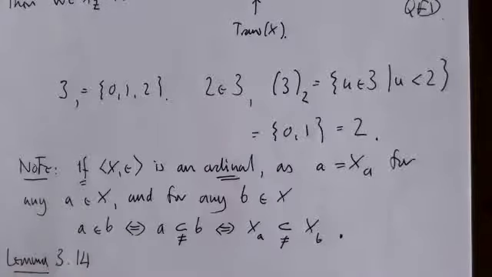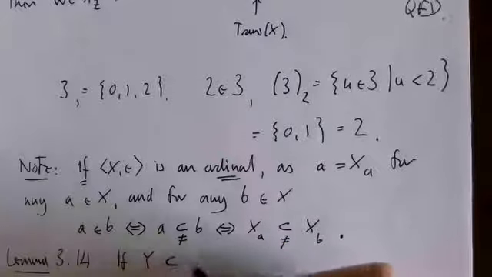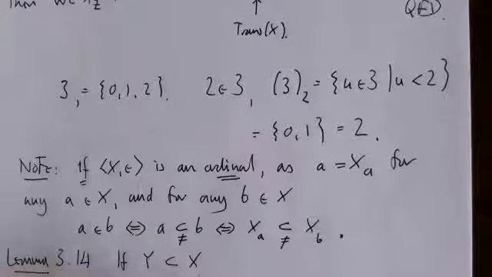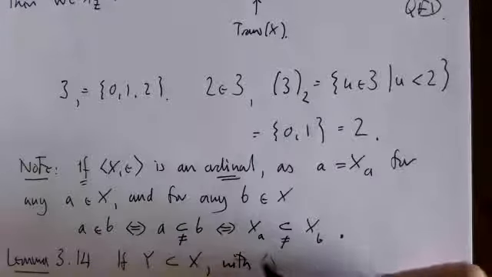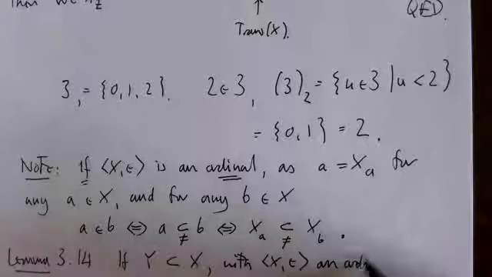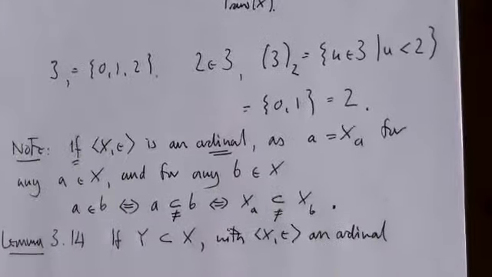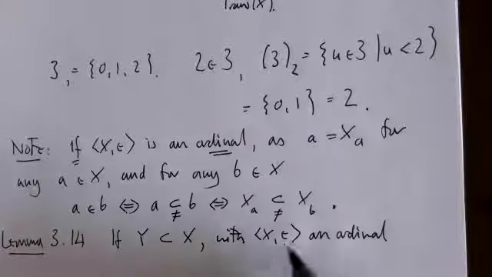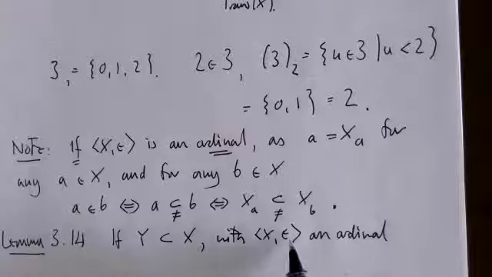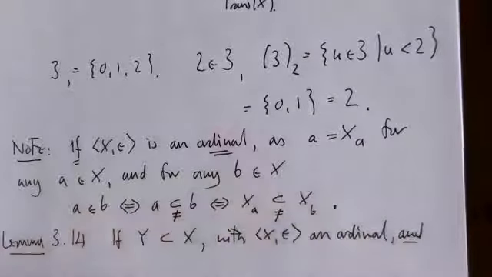So 3.14. If Y is a proper subset of X, where X is an ordinal, and often I'll just drop the pairing here and the epsilon. I'll probably just say things like X is an ordinal, because the ordering on X is always epsilon, that's understood. So X is an ordinal, Y is a proper subset. If Y is also an ordinal, then it must be an initial segment.